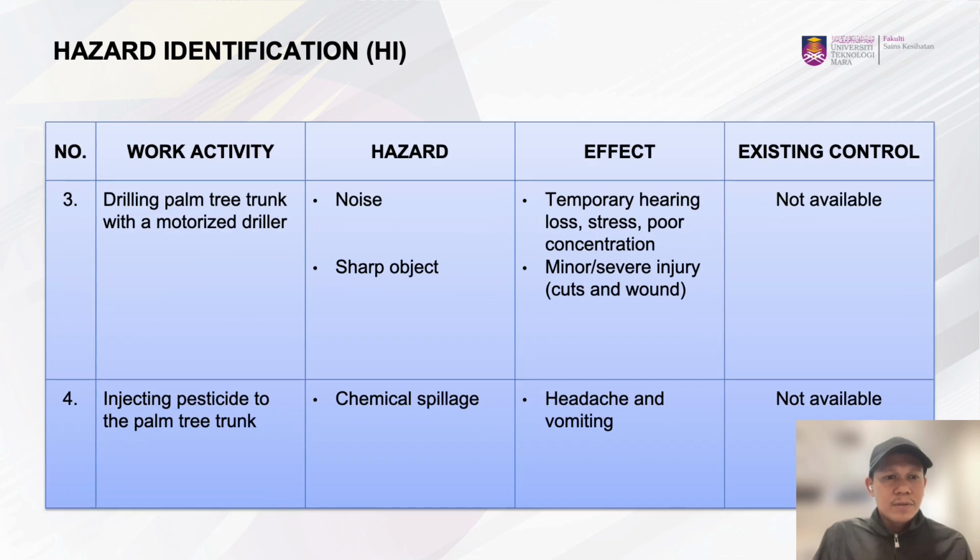Third is drilling the palm tree trunk with the motorized driller. The hazards are noise and sharp objects. The effects are temporary hearing loss, stress on concentration, and minor and severe injury. The fourth is injecting pesticide into the palm oil tree trunk. The hazard is chemical spillage, and the effects are headache and vomiting.